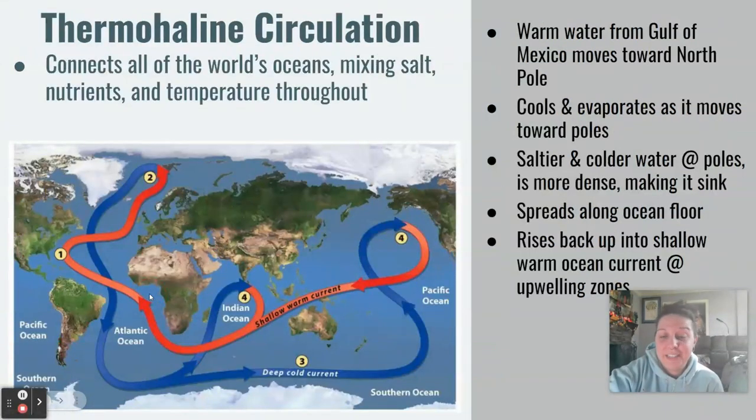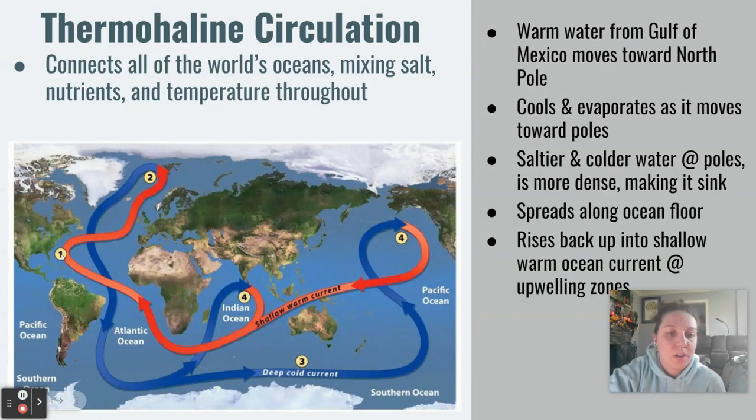So before we can really get even more into that, we need to understand a little bit more about the ocean. The ocean's super complex and complicated. So let's look at what we call thermohaline circulation patterns. Thermohaline circulation connects all of the world's oceans. It's going to help the salt content get mixed up, the nutrients get mixed up. It's going to help the temperature get mixed up, and really just connect all these different areas to each other.